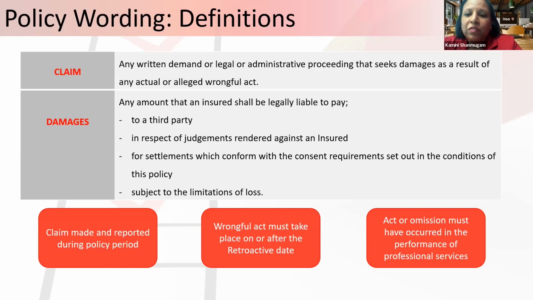The other thing is that the wrongful act must take place after the retroactive date. That pertains to what the insured is actually alleged to have done incorrectly. As long as that act took place after the retroactive date, there would be cover. If the act in question took place before the retroactive date, then obviously there would be a coverage issue. And the act or omission must have been caused in the performance of the professional services. So, next one.